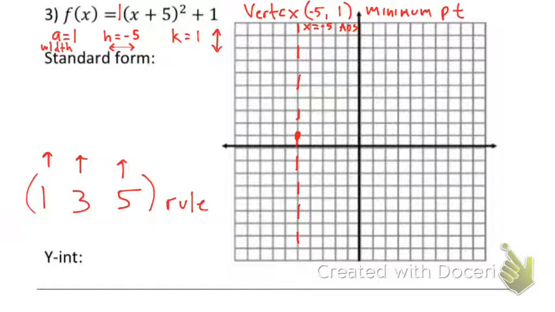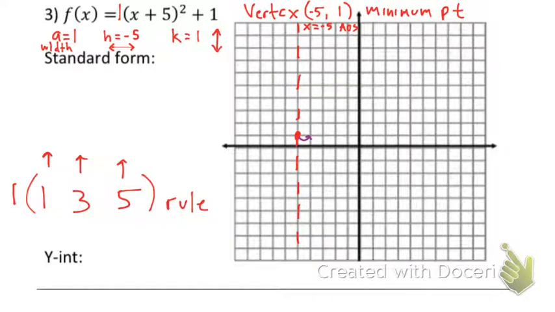So watch. Let's put this in a different color. So as I go over 1 from my vertex, well, let me back up. Again, this is controlled by your A value. So your 1, 3, 5 actually gets multiplied by your A value. So my A value is 1. So if you look, if I multiply the a value here, does it really change the 1, 3, 5? So 1 times 1 is still 1. 1 times 3 is still 3. 1 times 5 is still 5. Okay? So the a value did not change my 1, 3, 5 rule. All right? So let's show you how this works.